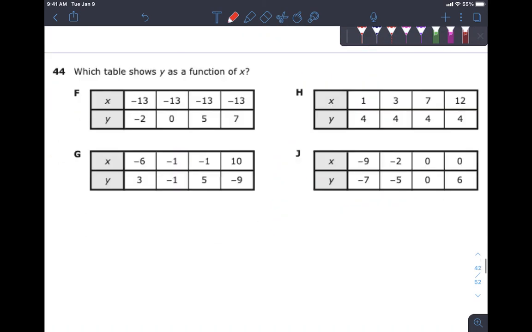Okay. Number 44. Which table shows y as a function of x? Well, functions do not repeat x's.